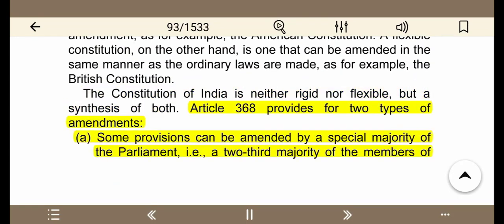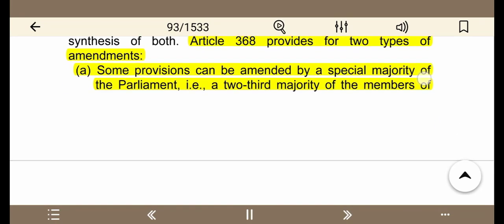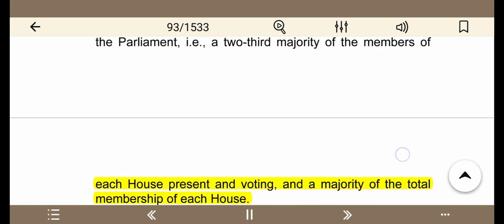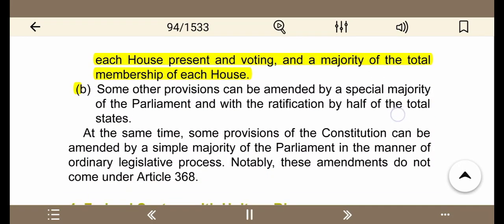Article 368 provides for 2 types of amendments, as some provisions can be amended by a special majority of the Parliament, i.e., a 2/3 majority of the members of each House present and voting, and a majority of the total membership of each House.